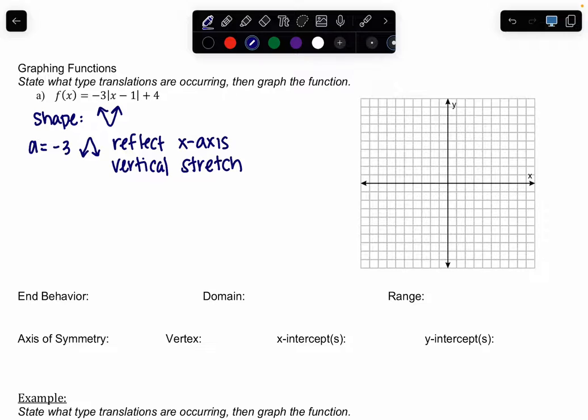On the inside, the absolute value of x minus 1, remember this is always opposite. So since it's negative, we're actually going to the right one. And then the plus 4, we're moving up or down? Up. We're always going to start with that point first. So we're going to go right 1, up 4.